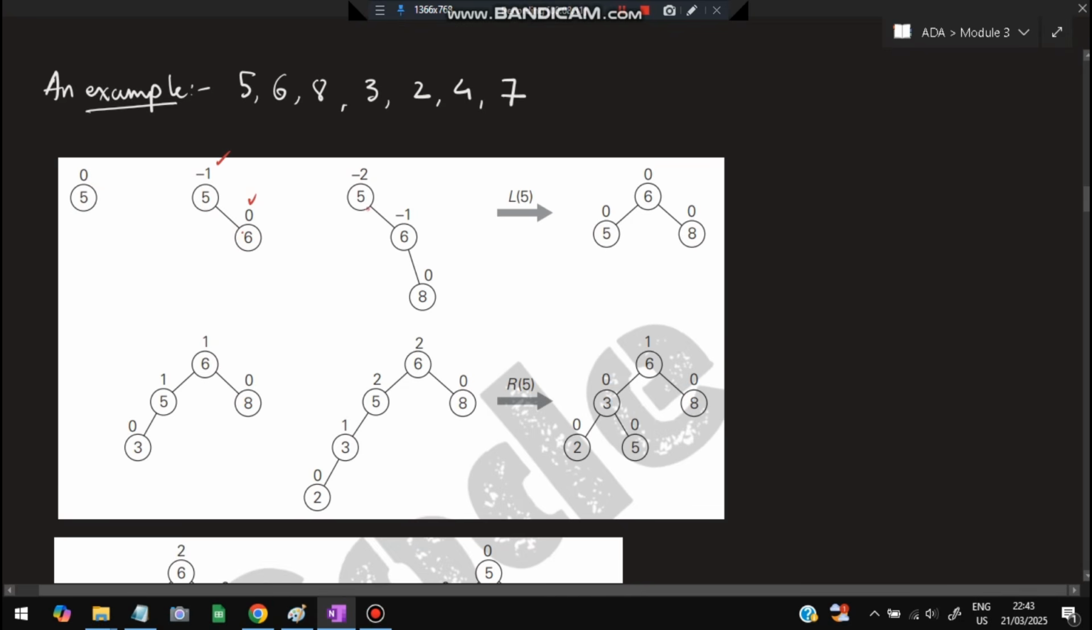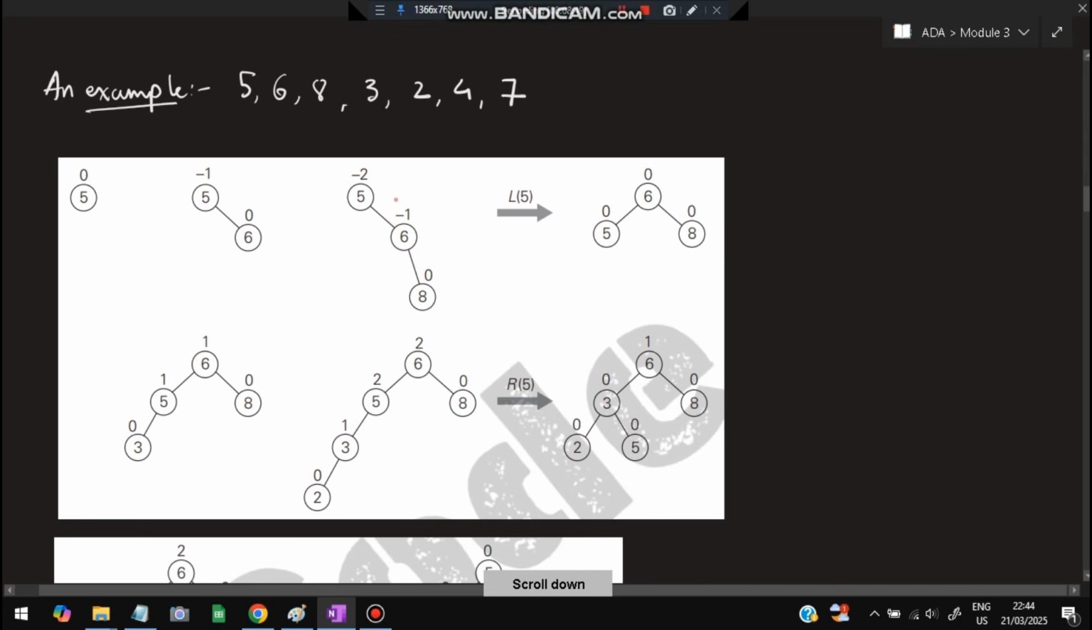Then 8 came. When 8 came, 5, 6, and 6 is lesser than 8, so 8 will be coming here, because 8 is greater than 6. Now if we calculate the balance factor, here it will be 0, here it will be minus 1 because 0 minus 1, and here it will be minus 2 because 0 minus 2. So it will be minus 2. We have to fix this one.